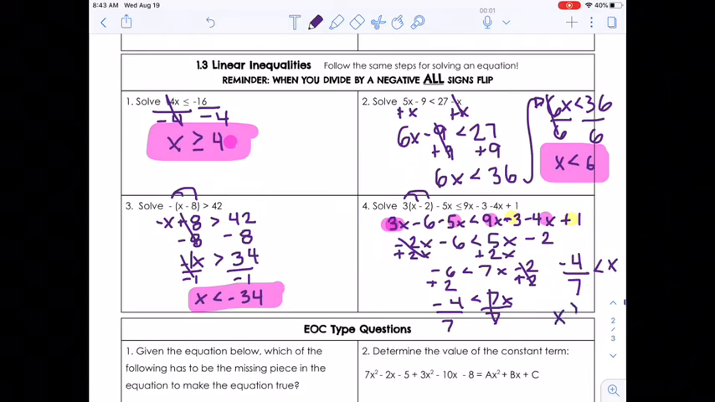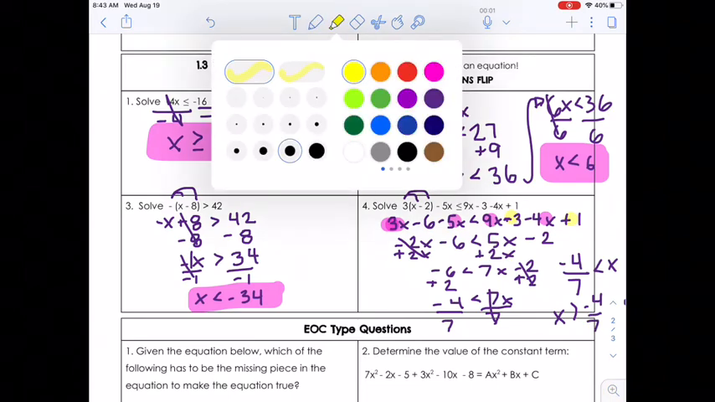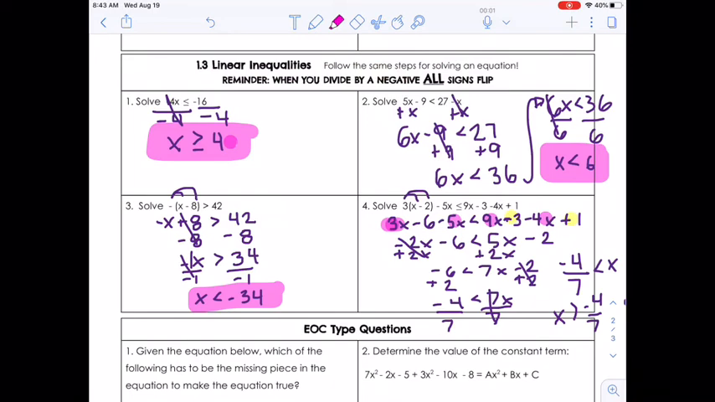or that can also be written as x is greater than. We're going to keep the inequality pointing the same direction as the variable, so notice how it's open towards the x on both ways to write it. So either one of those works. You don't have to flip it over if you don't want.